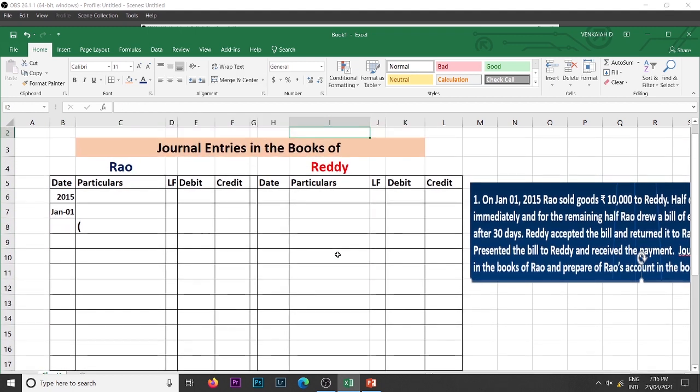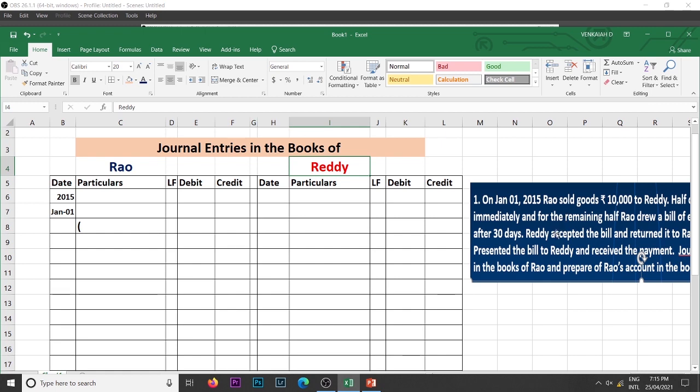According to this format, journal entries in the books of Rao are in blue color, and Reddy in red color. Who is the drawer and who is the drawee, you will understand while reading the problem. How many parties are there in the books? Two parties, as of now. Sometimes three or four parties may come, according to the change of the bill situation. In this problem, there are two parties.